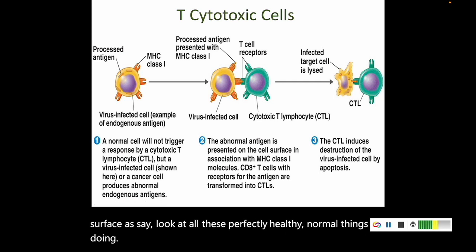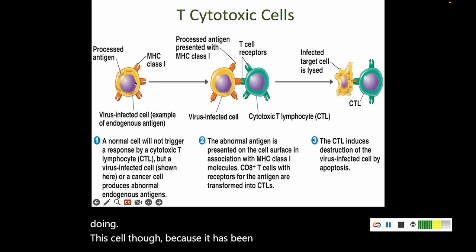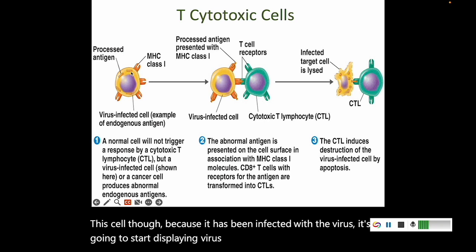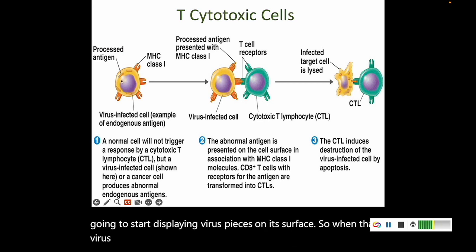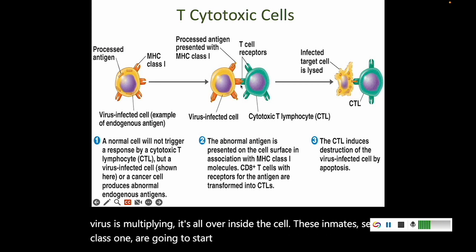This cell, though, because it has been infected with a virus, it's going to just start displaying virus pieces on its surface. So when that virus is multiplying, it's all over inside the cell. These MHC class 1 are going to start displaying pieces of virus.